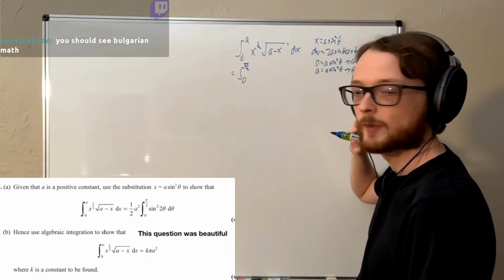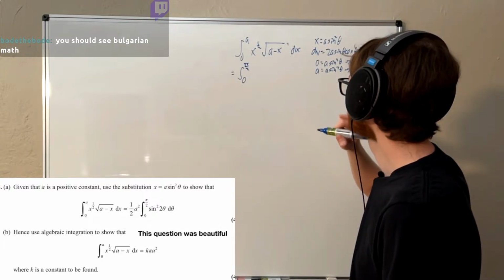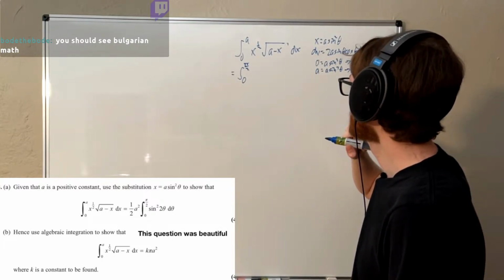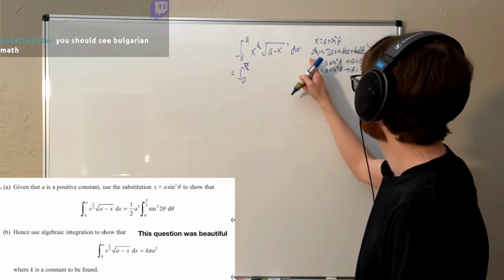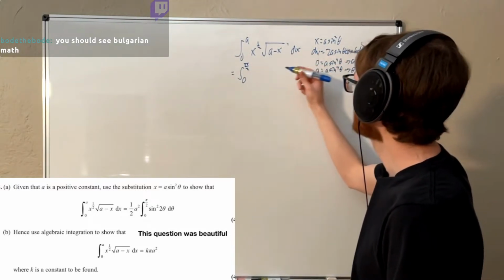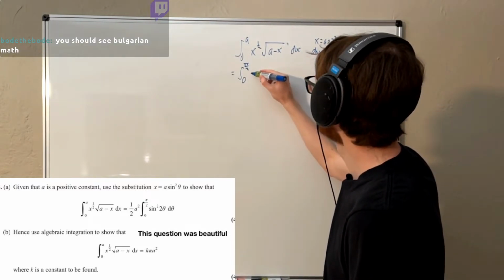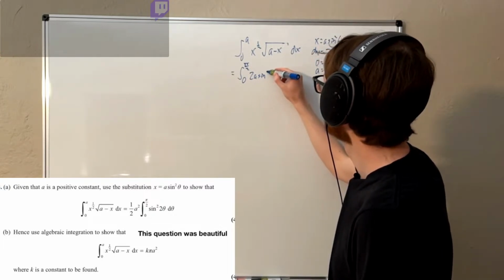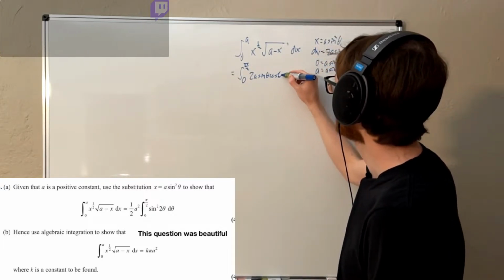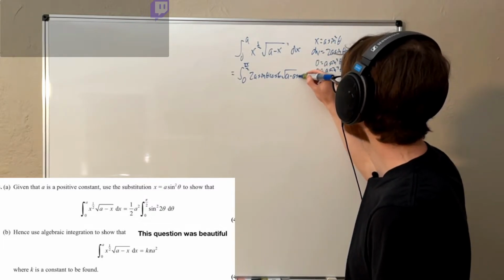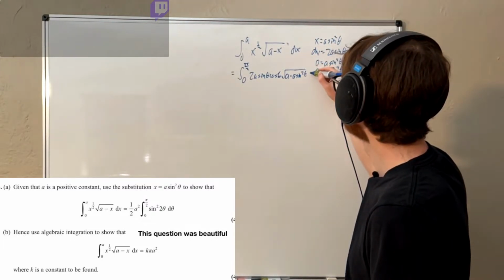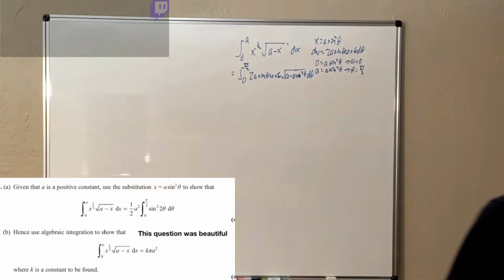If you need me to explain that more, let me know, but I'm assuming that the more difficult part is manipulating the inside here. So dx is equal to 2a sine theta cosine theta, root a minus, we said x is a sine squared theta, d theta. Oh, okay, I see where this is going to go now.